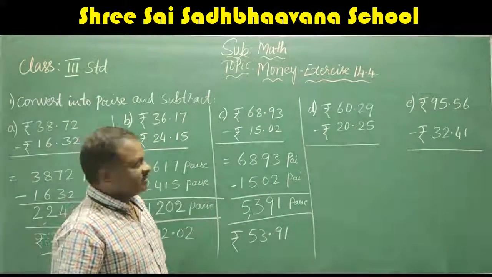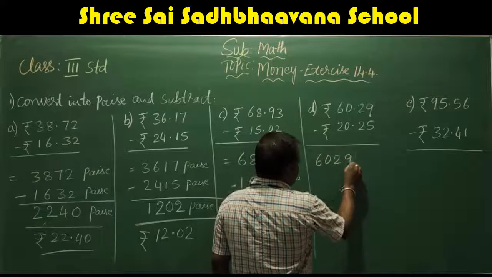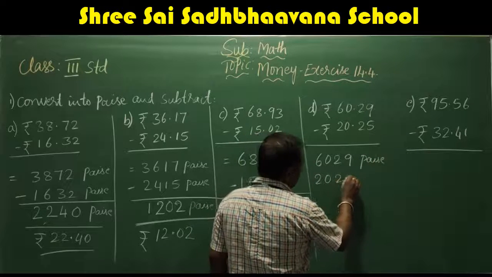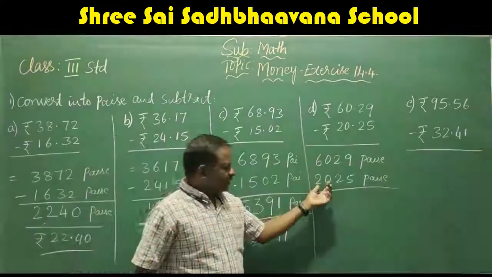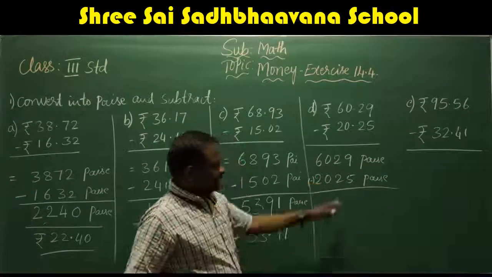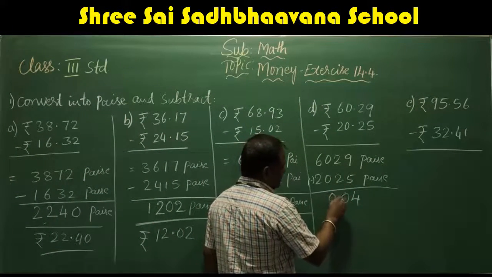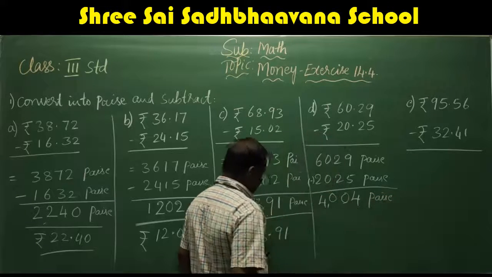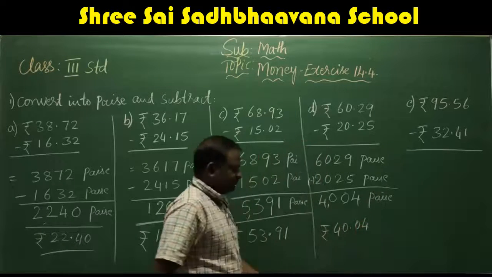Next, come to the D problem. This can be written as 6029 paise. So 2025 paise, that is rupees 20.25, can be written as 2025 paise. Subtract. 9 minus 5, 4. 2 minus 2, 0. 0 minus 0, 0. 6 minus 2, 4. That is 4004 paise. This can be written as rupees 40.04.